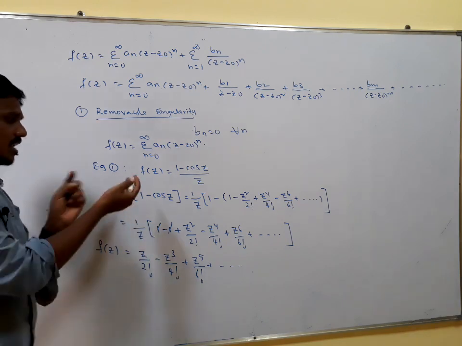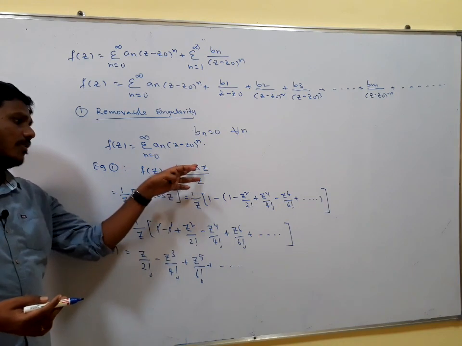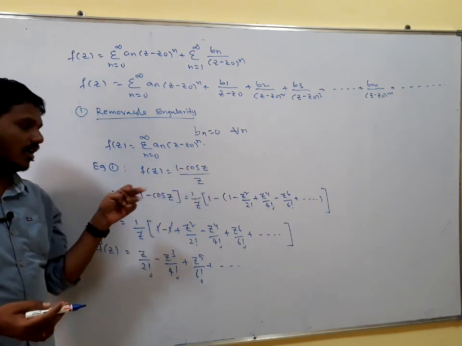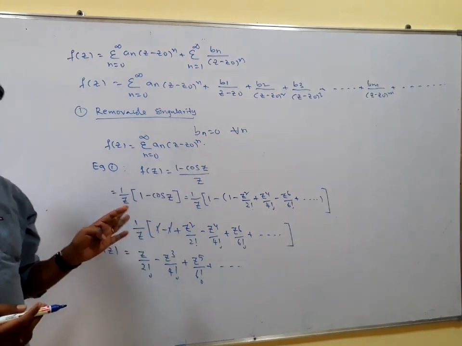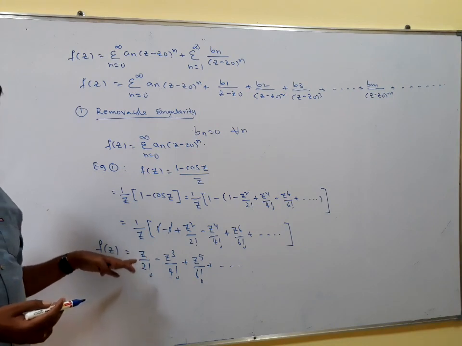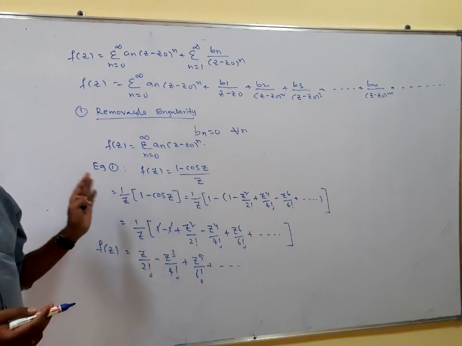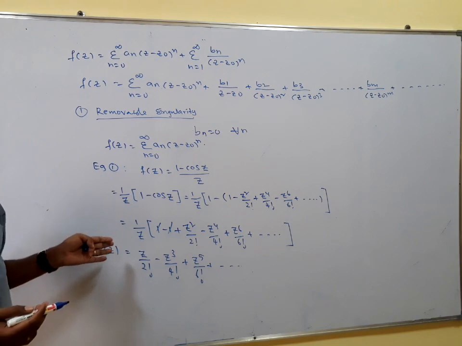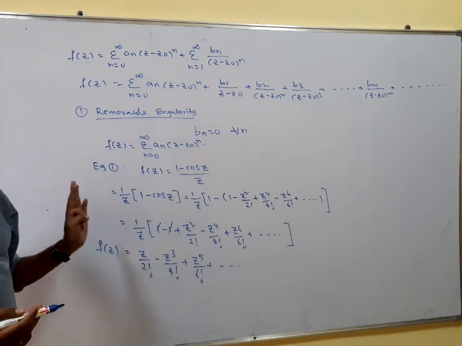Before that, when we were considering the function f of z is equal to 1 minus cos z divided by z, z is equal to 0 is a singular point. When we expand it, the singularity can be removed. So what type of singularity do we have? This is a removable singularity. The singularity can be removed.